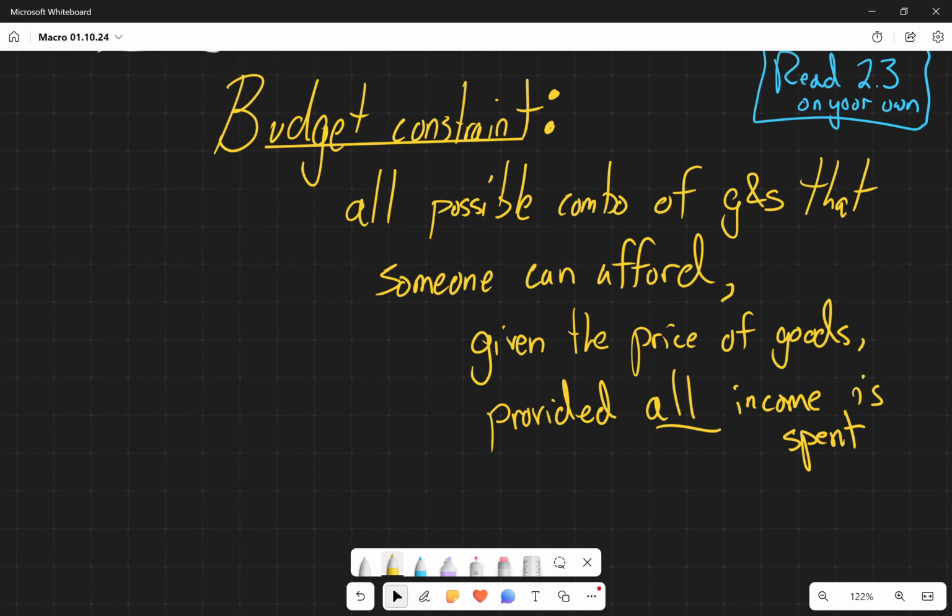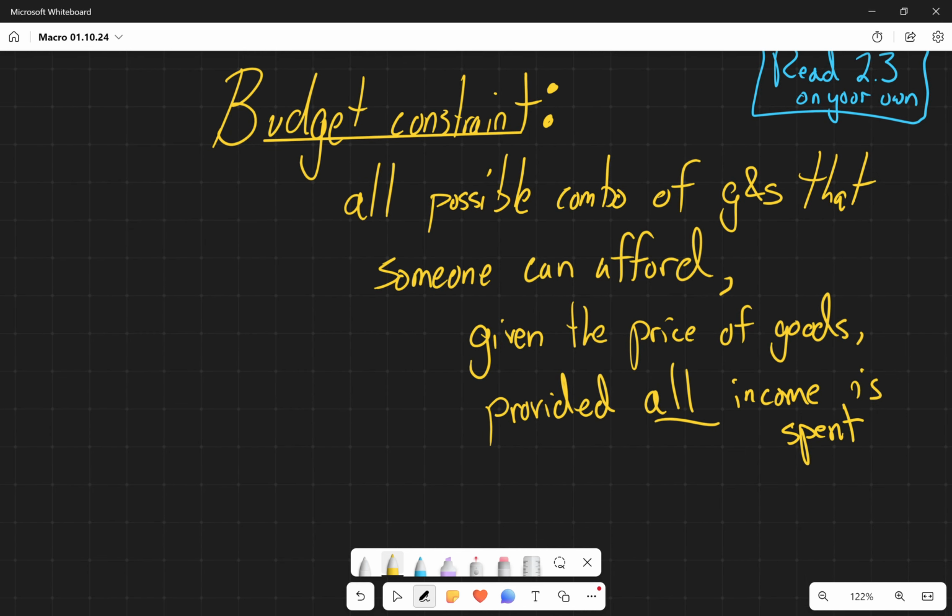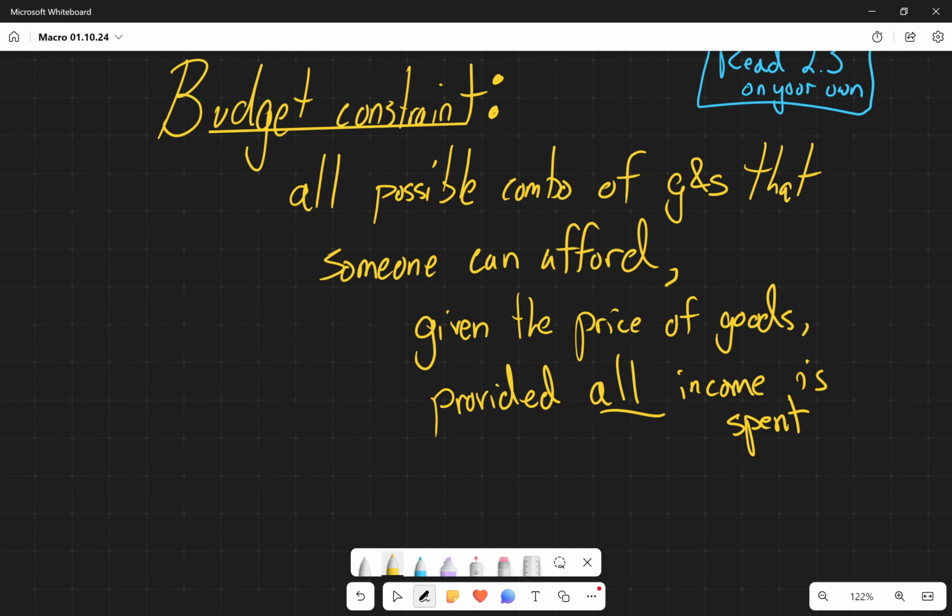And then the third caveat, which I'm not going to write here, but just for completeness's sake, is no credit. So we're saying that they can't go into debt. They can't use a credit card or borrow money from a friend. They only have the money that they have. They can't put it on their account at the store or the bar, right? Can't put it on their tab.